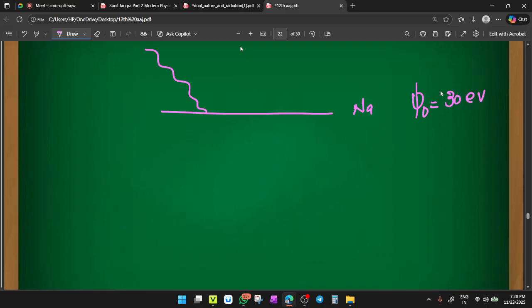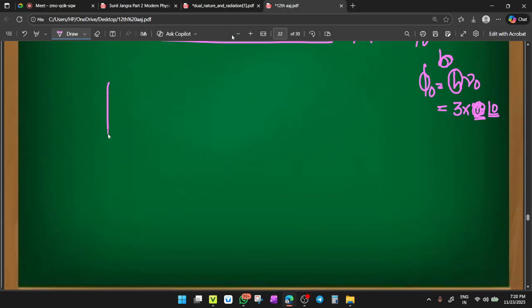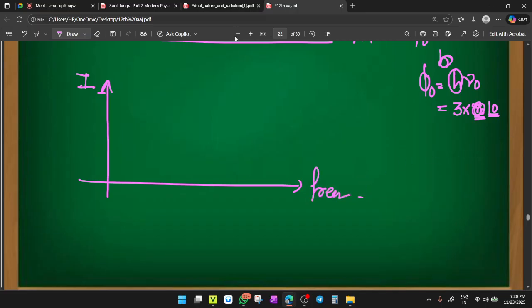Clear? So as you know, phi naught equals h nu naught. So if h equals 3, then the requirement of nu naught equals 10. Now, what is happening there? The relation between current and frequency. Check here. This is the amount of current and this is the frequency incident. So the minimum frequency needed here is, suppose, 10 hertz.